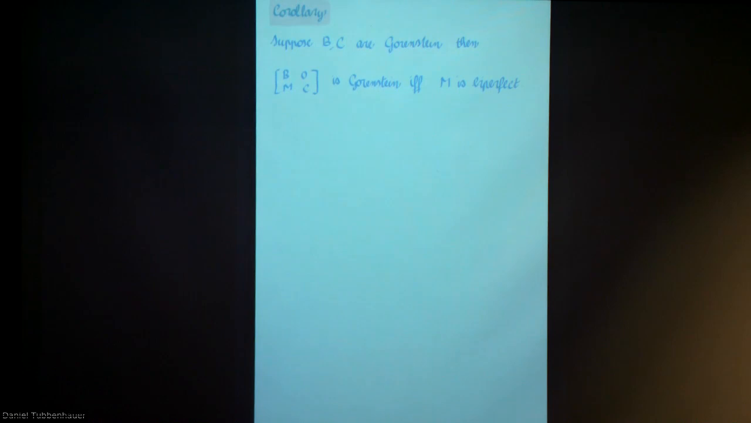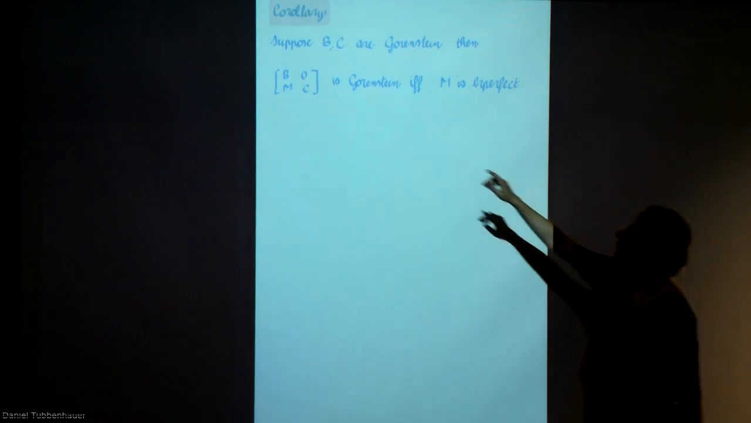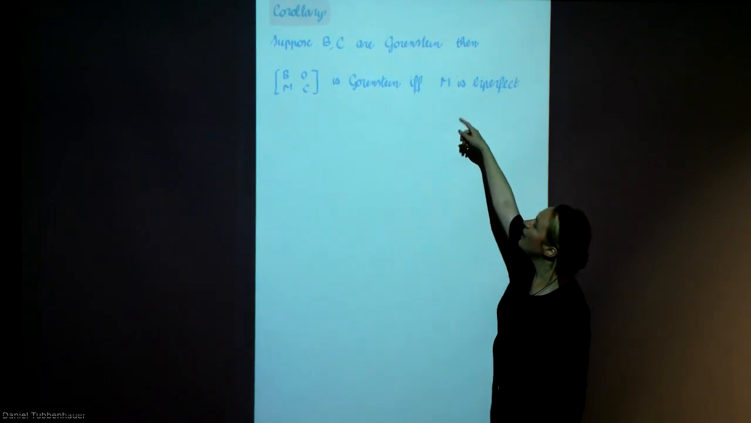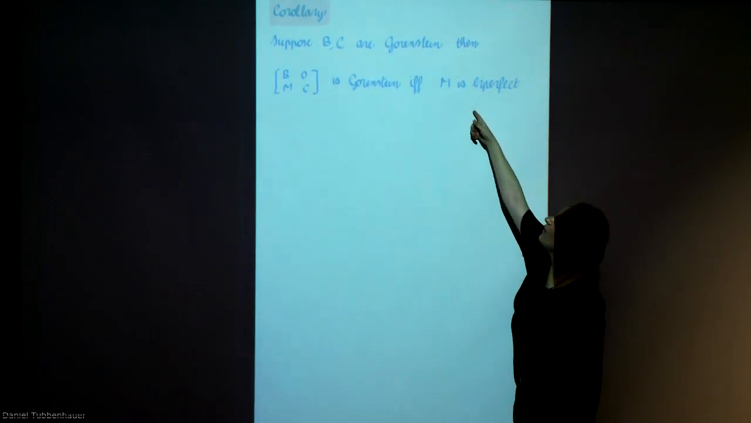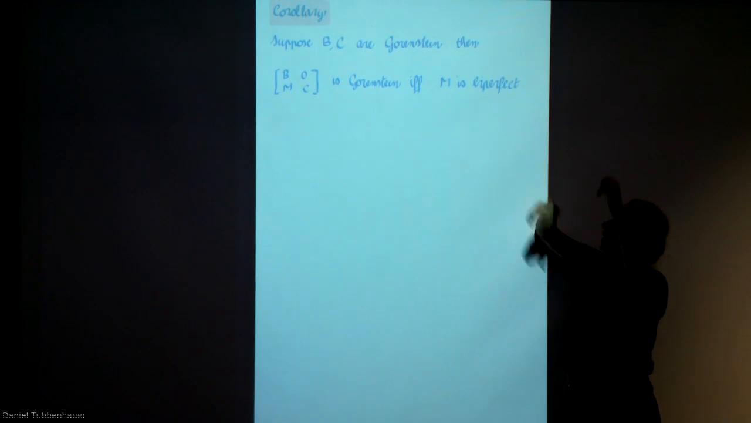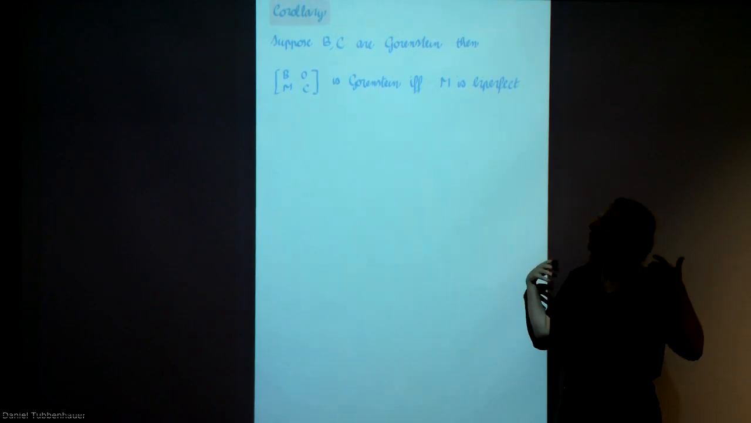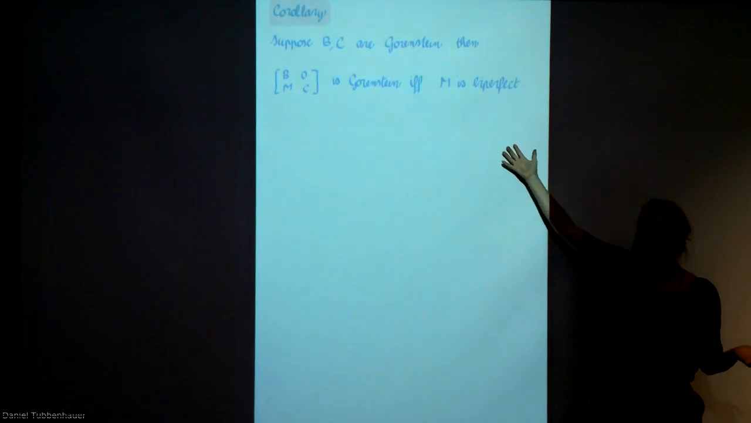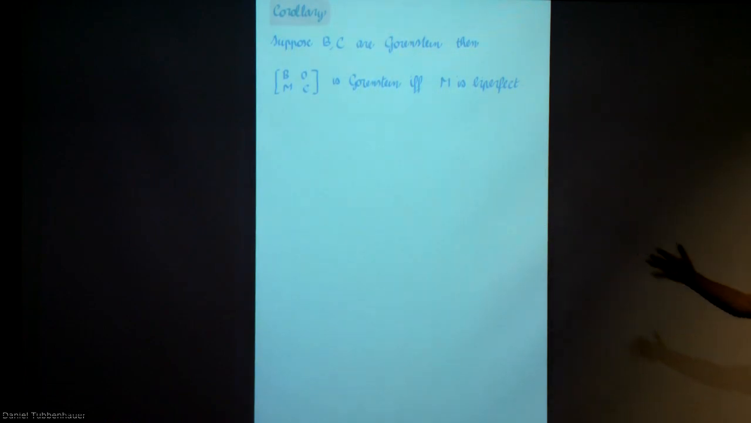So the lower triangular matrix algebra is going to be Gorenstein if and only if M is bi-perfect. That just means that it has finite projective dimension both over B and over C. And I'm sure this was known before. I don't think this is new. But if you have a reference, I'd love to know.